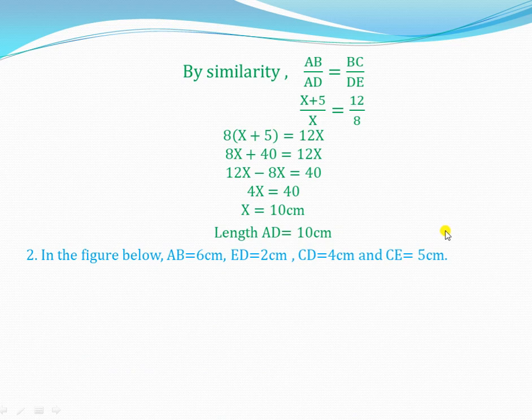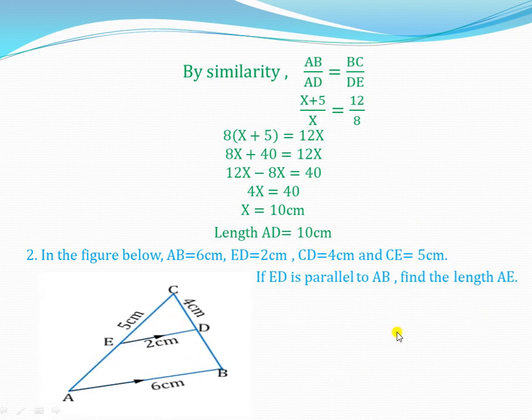In the figure below, AB is equal to 6 centimeters, AD is equal to 2 centimeters, CD is equal to 4 centimeters, and CE is equal to 5 centimeters. If ED is parallel to AB, find the length AE. Let's look at our figure now. So this is how our figure looks.